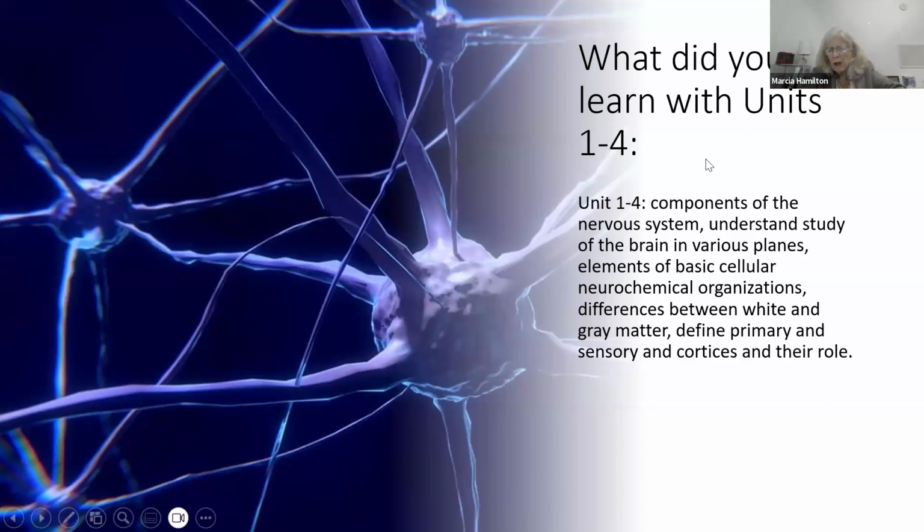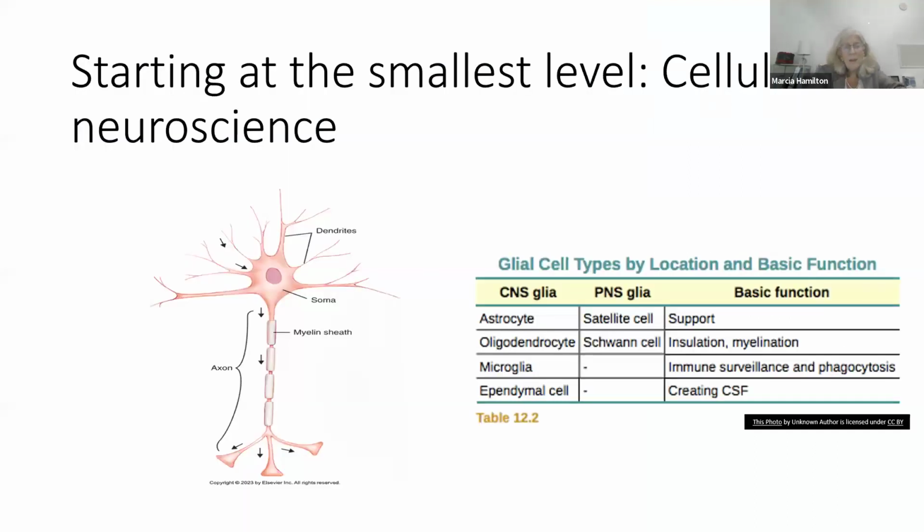So with respect to categorizing the learning, we go from the components of the nervous system, understanding the planes of the brain. So really that was Unit 1, how we study different structures in different planes, elements of basic cellular and neurochemical organizations, such as neuromodulators, differences between white and gray matter, and then we'll define our primary sensory cortices and motor cortices. So the first thing we think about is at the lowest level, which would be the cellular level.